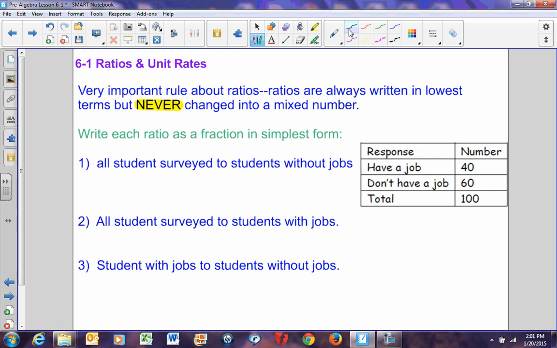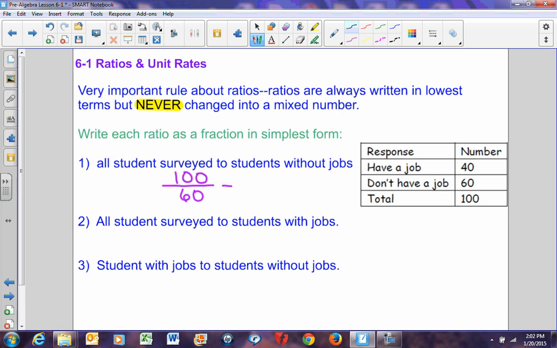We're going to write each ratio as a fraction in the simplest form. We're going to refer to the table at the right. This is a table, and people either said they had a job or didn't have a job. 40 people have a job, 60 people do not have a job, which means there's 100 people who were surveyed. We're going to make a ratio of all the students surveyed to students without jobs. Well, all the students surveyed were 100 students. So there's 100 students that were surveyed, and of those 100 students who do not have jobs, that's 60.